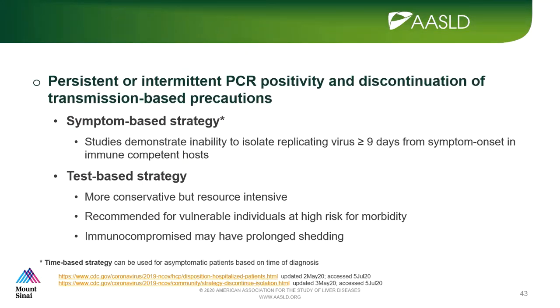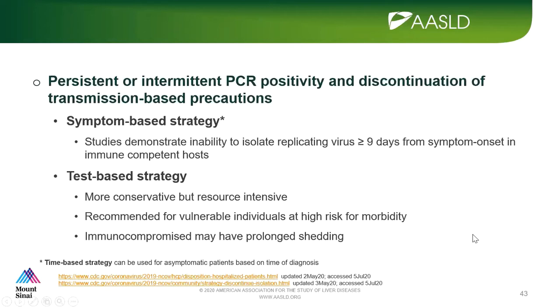Persistent or intermittent PCR positivity and the discontinuation of transmission-based precautions. When can you take someone off of isolation? And we all know there are probably limitations to the care these patients are given, especially in the hospital or healthcare setting when they're on precautions for COVID-19. Many of us have moved from a test-based strategy where you would get 2 tests 24 hours apart that are negative and then discontinue the precautions on a patient to a symptom-based strategy based on some of the data I presented earlier that viable virus tends not to be isolated after day 9 in immune-competent patients.